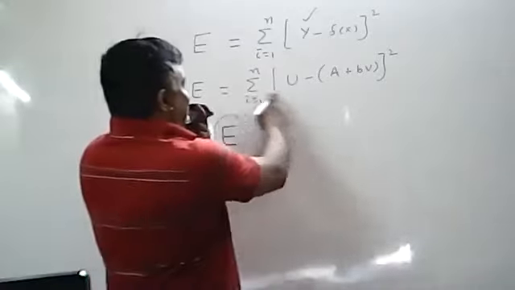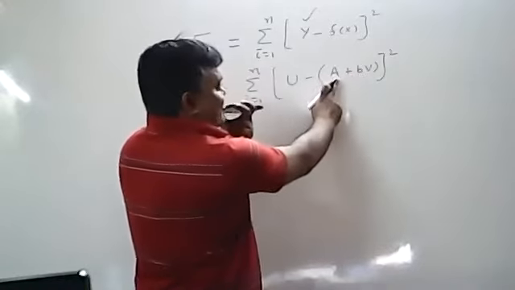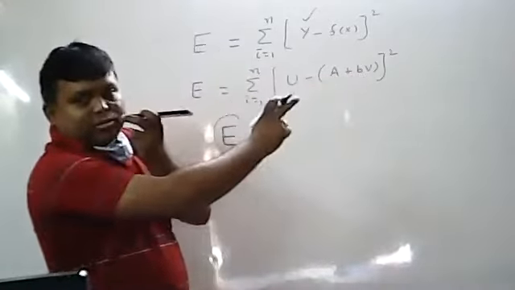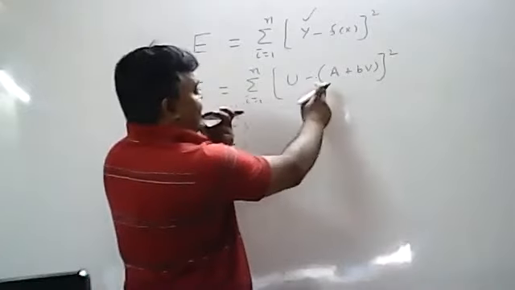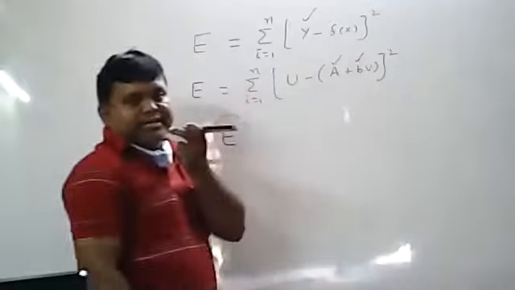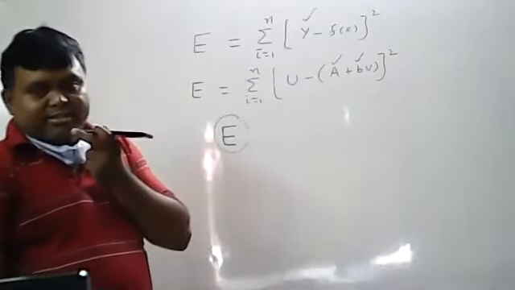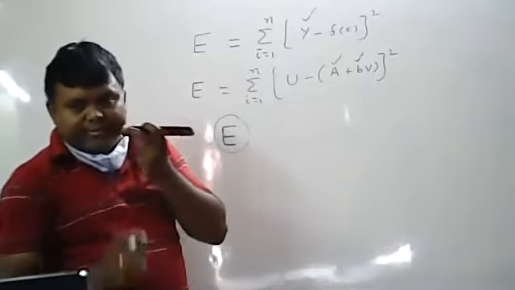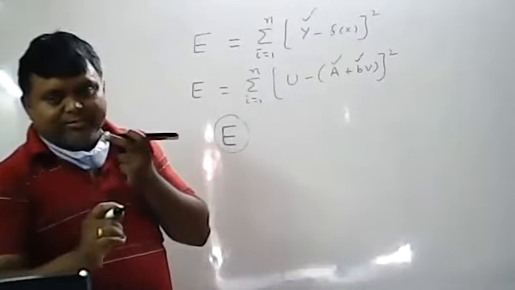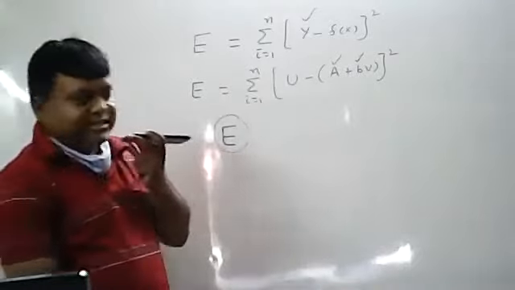In this case, what are the constants here? Capital A and small b. Later on, we will convert this capital A into small a. If you observe the E formula, the constants you have are capital A and small b. So again, I am repeating, from the principle of maxima and minima, the partial derivatives of E with respect to the constants.